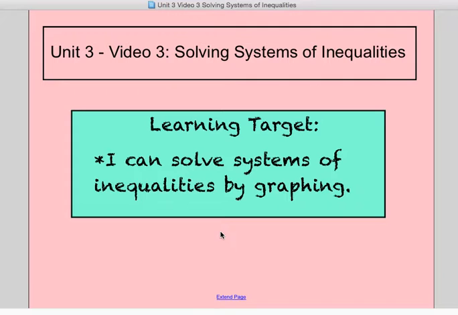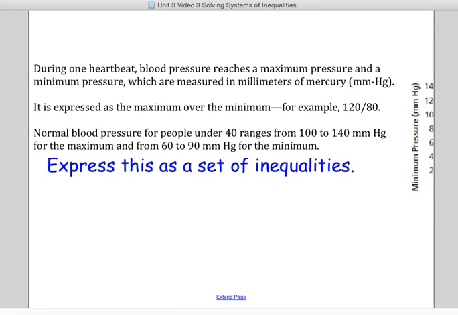Today we're going to look at solving systems of inequalities. So we have been solving systems, but of equations. Now we have inequalities. So your learning target for today is that you can solve systems of inequalities, and we're going to do so by graphing. So let's go ahead and look at an example.